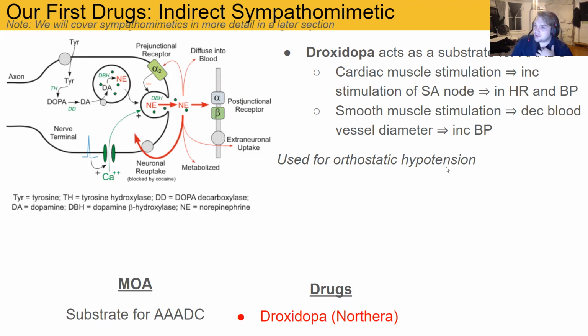The big use for droxidopa is orthostatic hypotension, which is when you stand up and your blood pressure drops, which causes you to get dizzy. You can fall, hit your head, you can pass out. So this could be pretty dangerous, especially for older people. So droxidopa is a good way of nudging the body to have a little bit better blood pressure, keeping the heart rate pumping a little bit better.